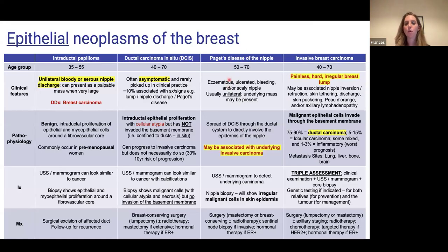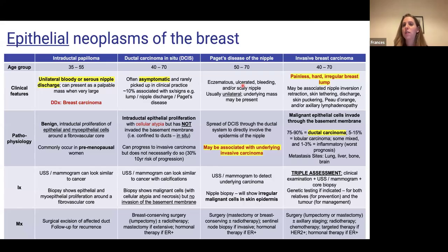Okay, so the main thing is that with Paget's disease, normally in question stems, you will find that one of the answers will be Paget's disease and one of the answers will be eczema of the breast. You can get eczema of the nipple. The difference is that eczema, if it happens, is normally affecting the actual breast skin, and it's coming up to the areola, but it doesn't tend to involve the nipple itself.